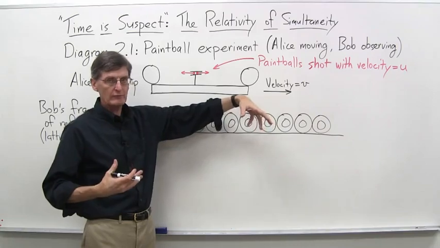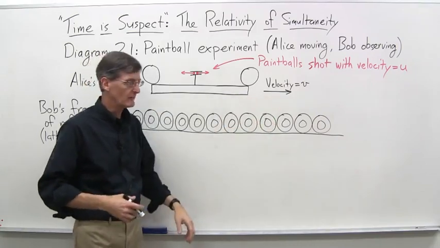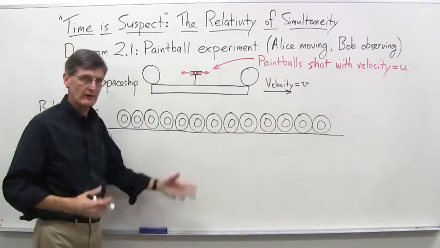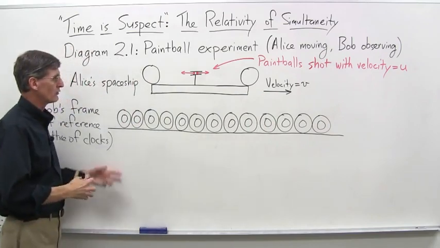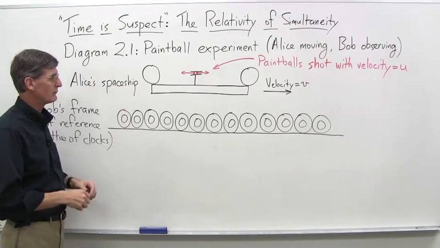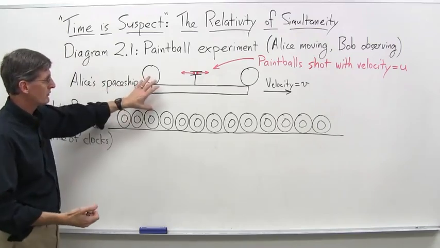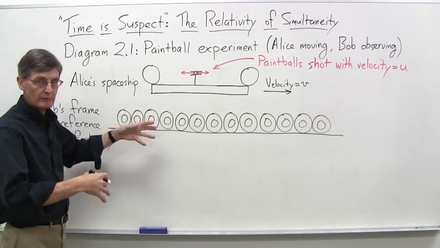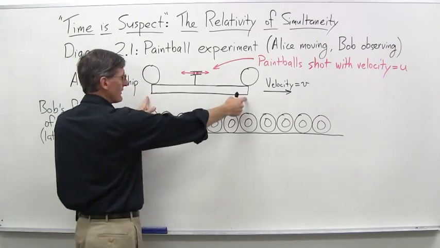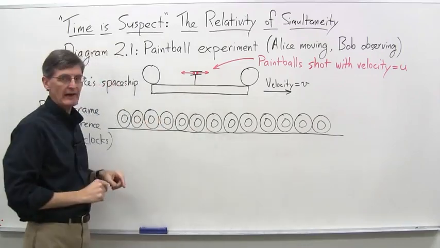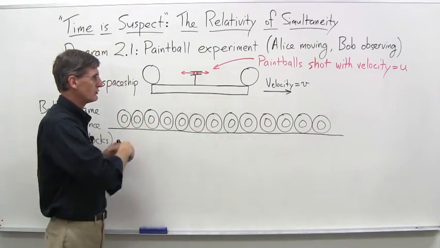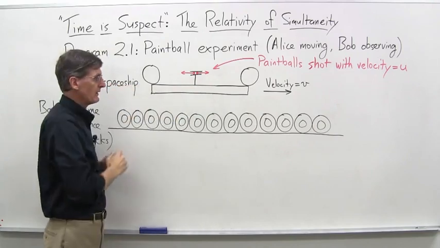So Alice is going to be in her spaceship this time. In previous examples we've often had Bob moving, so it's time to get Alice involved so she can move this time in her spaceship. So here's the situation. Here's her spaceship, similar to what we had in the previous video clip, but just two clocks at the end of it, and some sort of apparatus in the exact middle such that it can shoot one thing one way, another thing the other way.